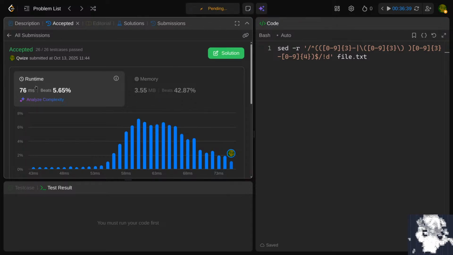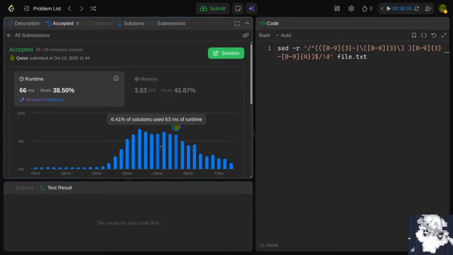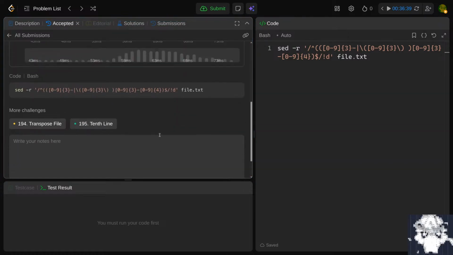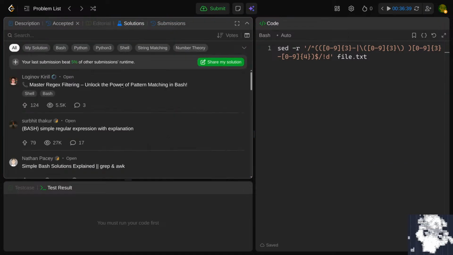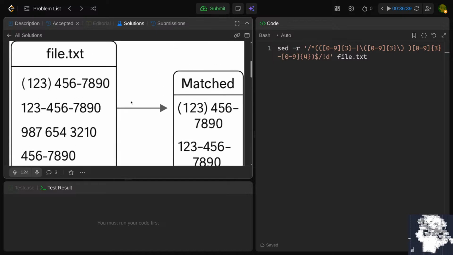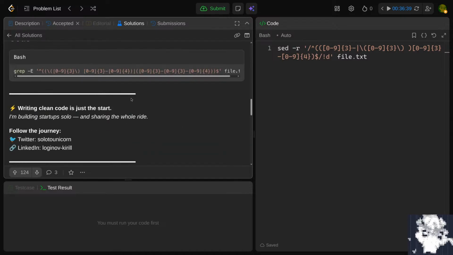Why are we so slow? I guess it's variance. All right, how did others do it? Same exact way. Good. No, they used grep -e instead of sed.